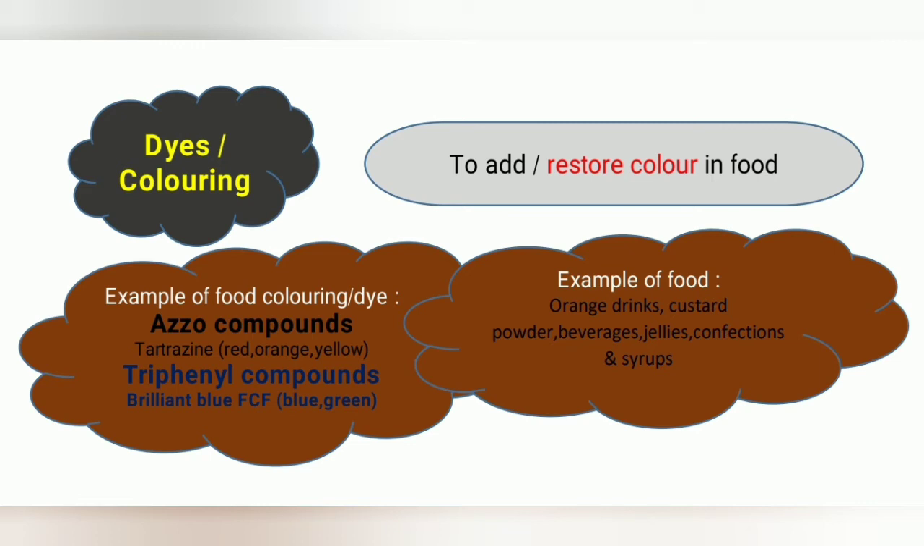Tartrazine, a yellow azo dye, is used in orange drinks, custard powder, sweets, and apricot jam. Tartrazine is believed to cause hyperactivity in children. Brilliant blue FCF, a blue triphenyl dye, is found in beverage jellies, confections, and syrup. It can be combined with tartrazine to produce various shades of green.